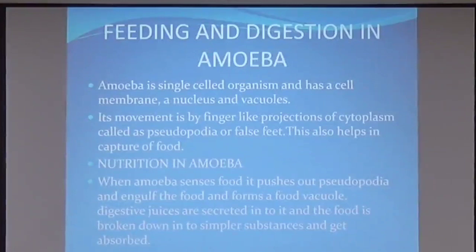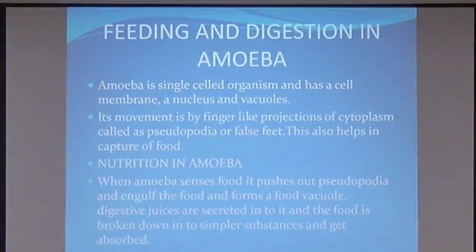When amoeba senses food, it pushes out its pseudopodia and engulfs the food and forms a food vacuole. And the digestive juices are secreted into it, and the food is broken down into simpler substances and gets absorbed.